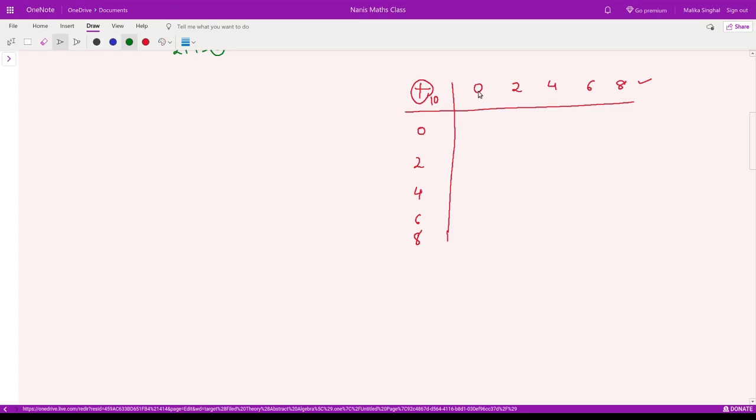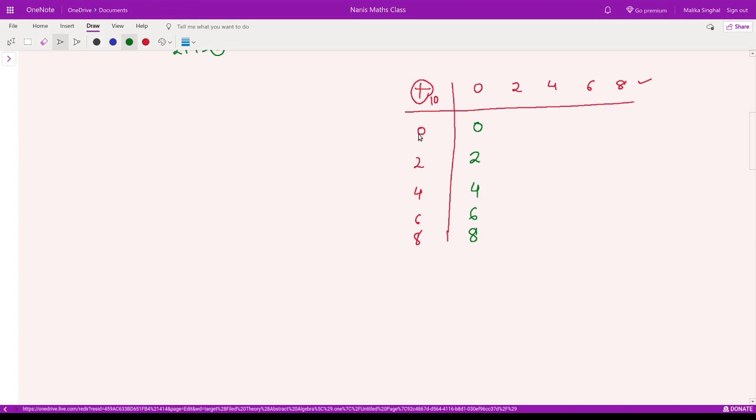So 0 plus 0 is 0, and when you divide that by 10, you get the remainder 0. Again, 2 plus 0 is equal to 2. When you divide by 10, you get the remainder 2. Then 4 plus 0 is 4, divided by 10 gives 4. 6 plus 0 divided by 10 gives 6. 8 plus 0 is 8, divided by 10 gives 8, right? So this remains the same ultimately.